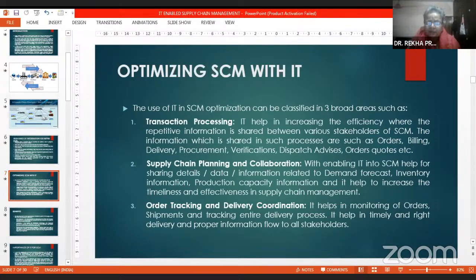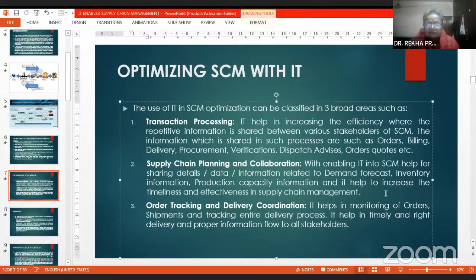So this has to be maintained throughout the supply chain, and for this we need the help of information technology. Then supply chain planning and collaboration. Enabling IT in SCM helps in sharing details, data, and information related to demand forecast, inventory information, production capacity information, and it helps to increase the timeliness and effectiveness in supply chain management. So we have to be very strict about the schedule. Key things are delivered at the right time, at the right place, to the right person.